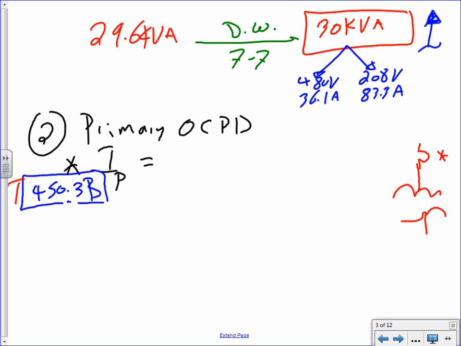Any comments, any questions? So we got our transformer. Am I going too fast, too slow? Right speed? My numbers? Which number? Which one are you looking for? Number 2, primary overcurrent detection device, isn't that what I said?